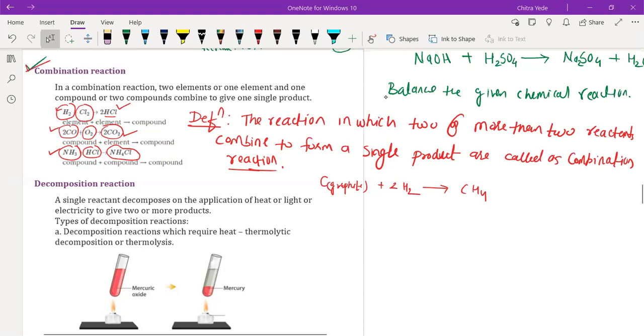Understood? Or if we burn carbon in the presence of oxygen, it will form carbon dioxide. It is again a combination reaction. So these are the different reactions taking place around us. I want you to write this part, or you can take a screenshot, then we will move further.